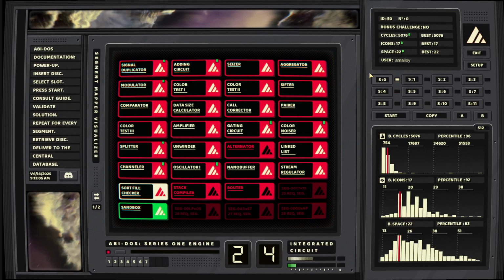Boy, how exciting. Doing badly on cycles, which is fair enough. Quite well on icons, you know, at the lowest point that is at all common, basically. And pretty well on space as well, huh?